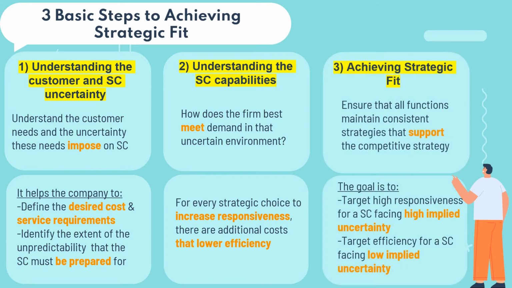And third is achieving strategic fit, which is ensuring that all functions maintain consistent strategies that support the competitive strategy. So, if a mismatch exists between what the supply chain provides and the desired customer needs, the company will either need to restructure the supply chain or alter its competitive strategy. So, the goal is to target high responsiveness for a supply chain facing high implied uncertainty, and target efficiency for a supply chain facing low implied uncertainty.